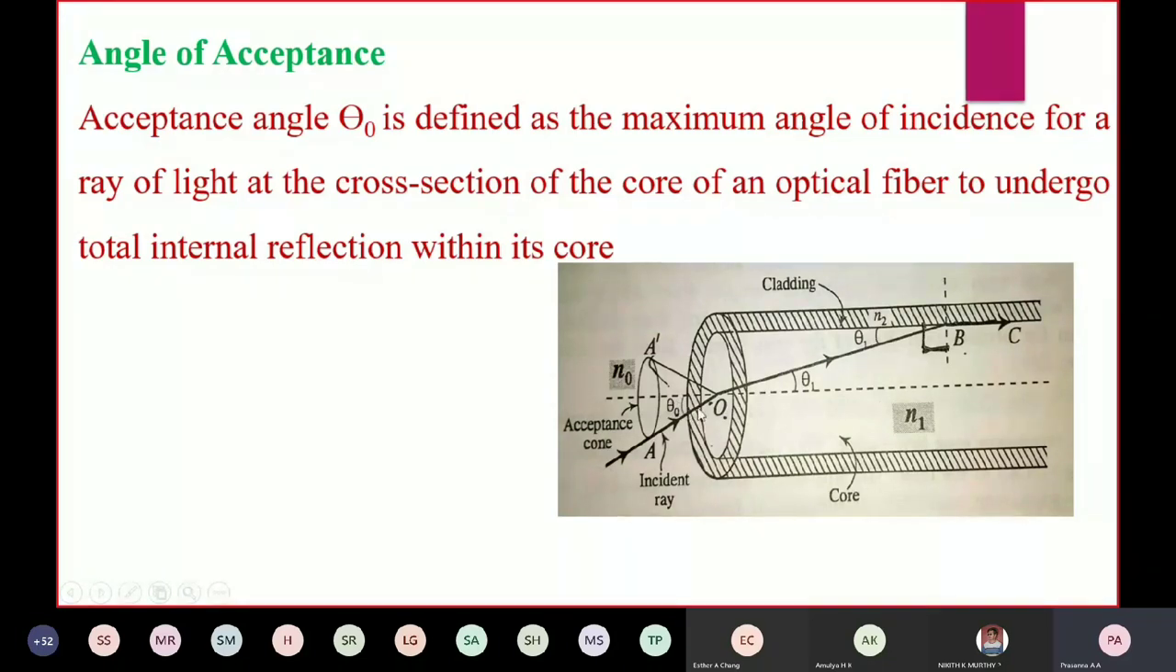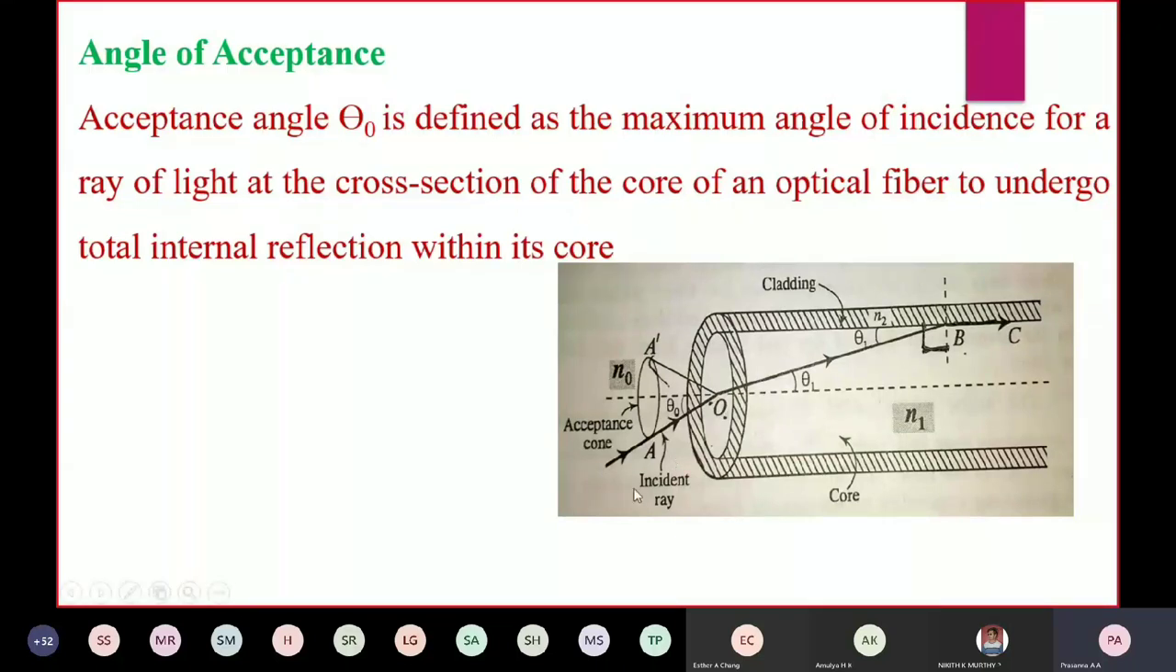Now I think it is clear that if a light ray enters the optical fiber core with an angle of incidence smaller than theta naught, it will be available for total internal reflection and further propagation. Whereas a light ray that enters the same core with an angle greater than theta naught will be refracted into the cladding, because its angle of incidence will fall below the critical angle. So it is not available for further propagation.